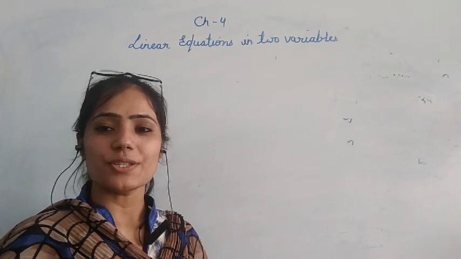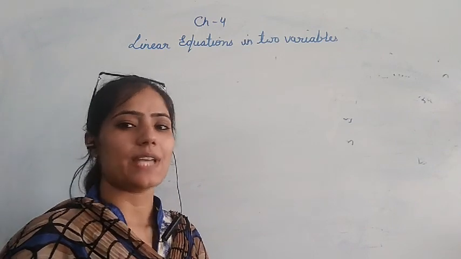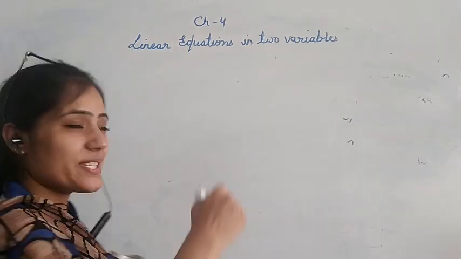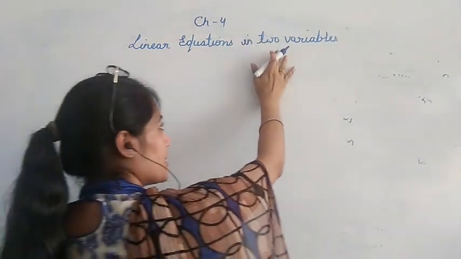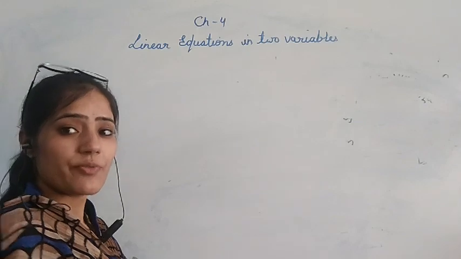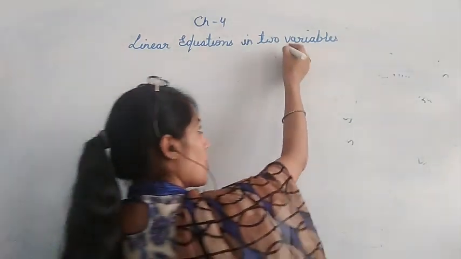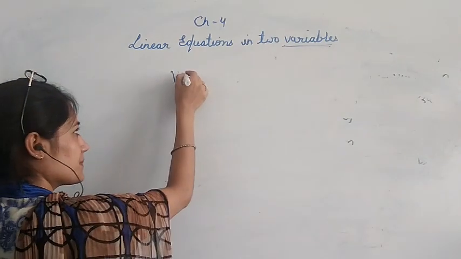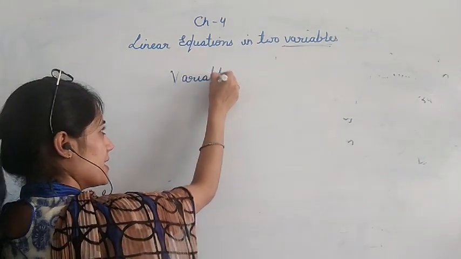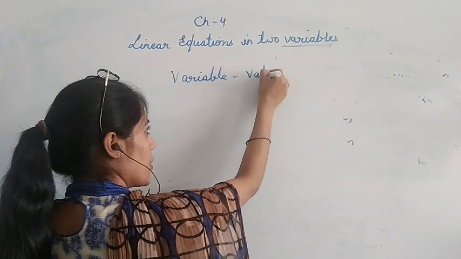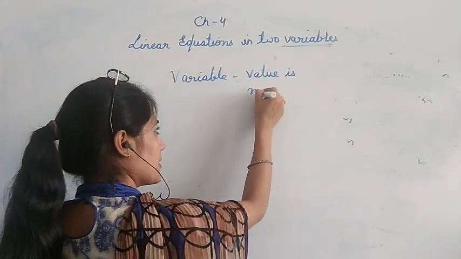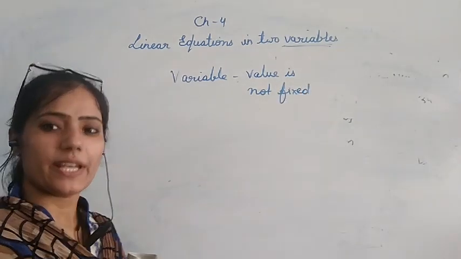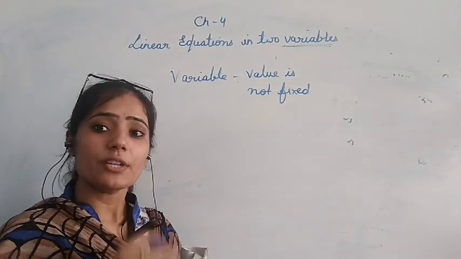So, class 9, today I am going to teach you chapter number 4, linear equation in two variables. First, we need to understand what is the meaning of variable. Variable means whose value is not fixed.